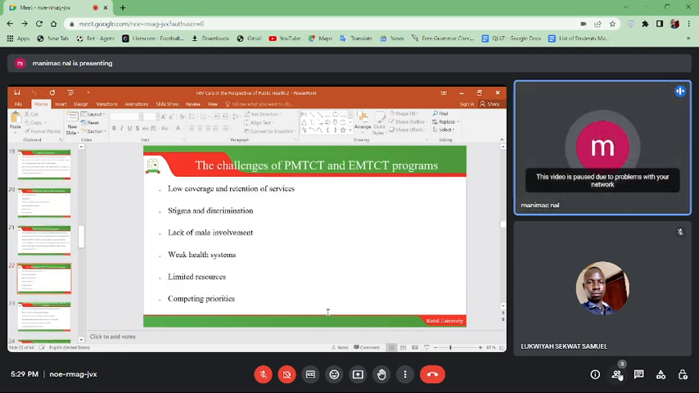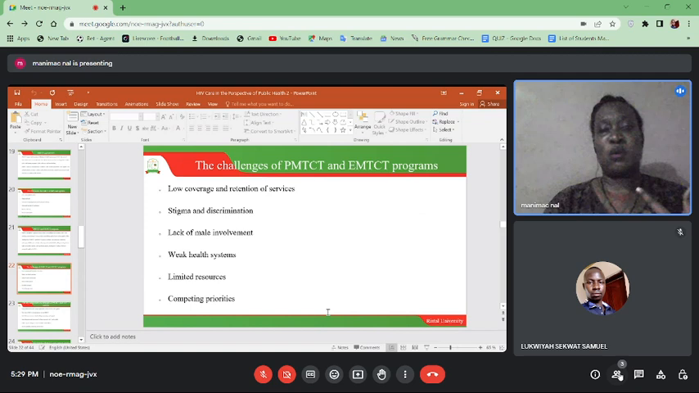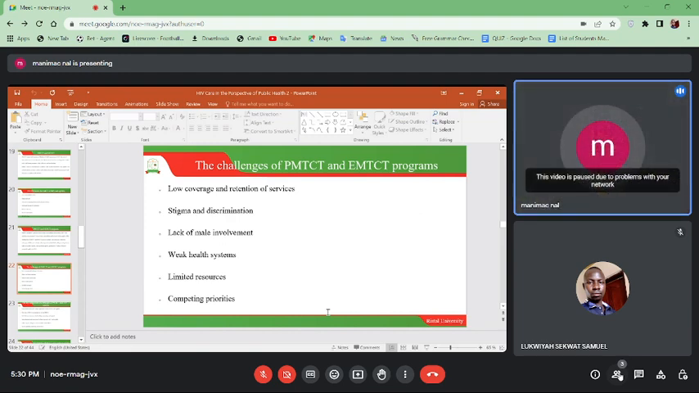So more to that, what could be the challenges that are encompassed within these two programs? Well, number one is the low coverage and retention of services. We know where we are living in. So many people are not well versed with these programs. So the coverage is still low. And since it is still low, so many people are not well versed with this kind of services.